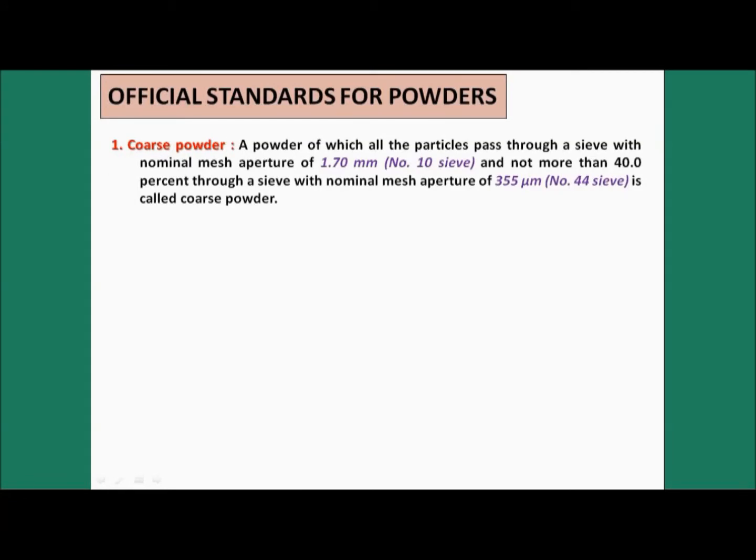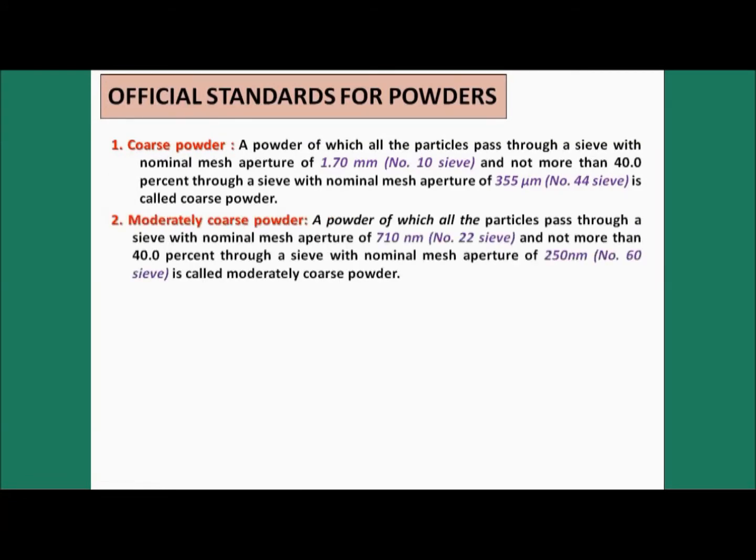Suppose you have again taken 5 gram of powder. What is moderately coarse powder? In moderately coarse powder, all the powder will pass through sieve number 22, as it has a smaller size, right? But not more than 40% of this 5 gram of powder can pass through sieve number 60. See, as the number of the sieve increases, the size of the aperture decreases. Means if you go on increasing the number of the sieve, you are going to get finer powders, right?